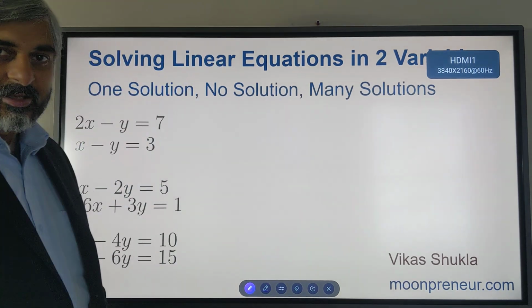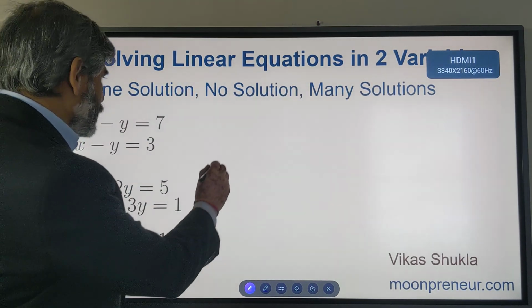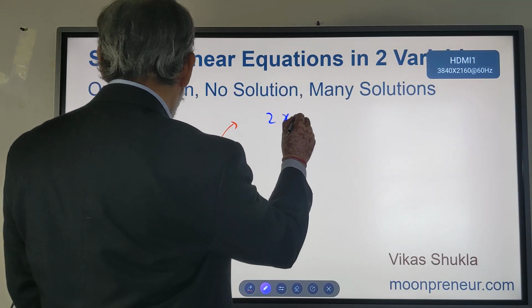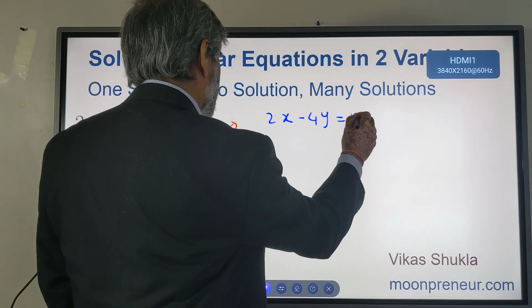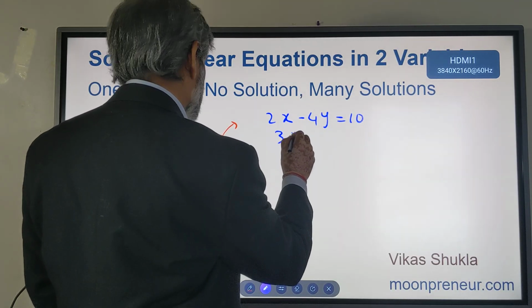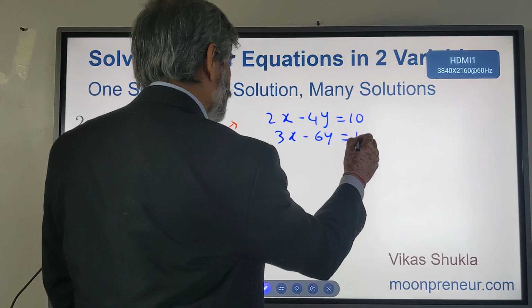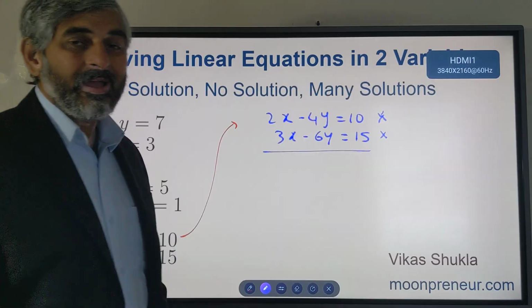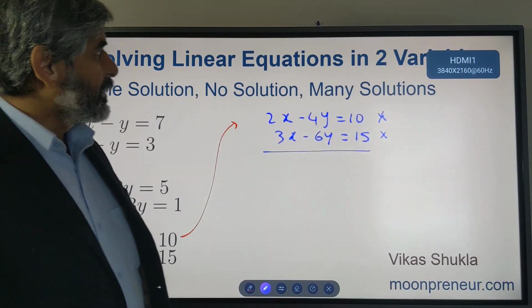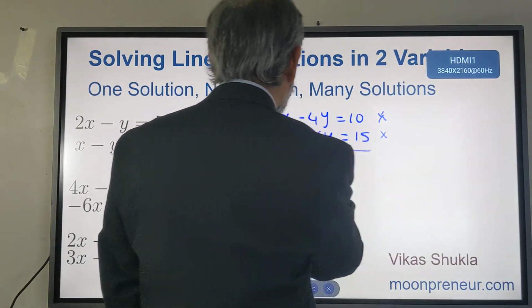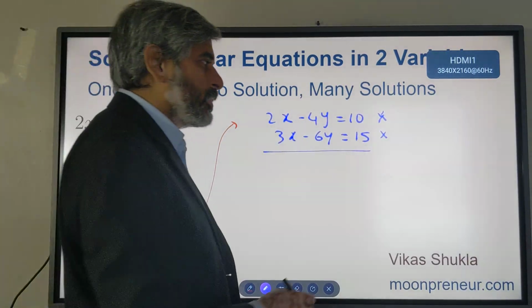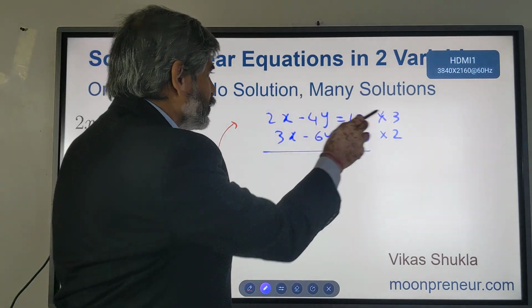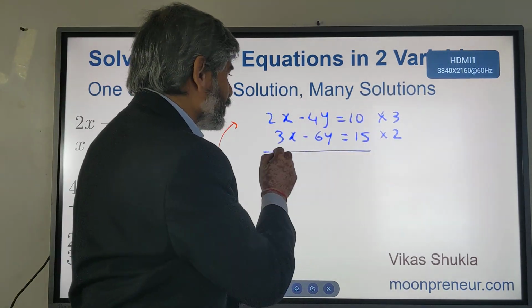And let's take a look at the third equation. The third equation is 2x minus 4y equal to 10 and 3x minus 6y equal to 15. The usual way when we try to solve this will be by trying to eliminate y, and in that case you multiply this equation. Let's try to eliminate x, looking like a smaller number. So I multiply this equation by 3 and this equation by 2. So 2 into 3 becomes 6x, 3 into 2 becomes 6x.